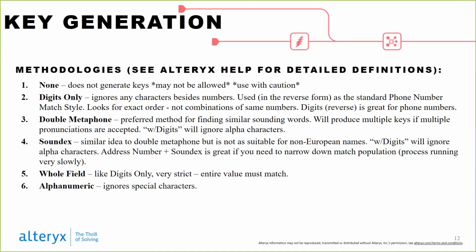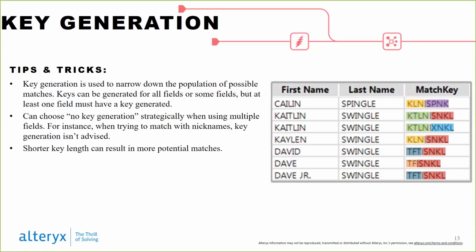And Soundex is a similar idea, but it is not as suitable for non-European names. Typically, I see Double Metaphone used a little bit more, but it's something you might want to play around with and see as a whole. And then the final options are the whole field, right? This one's a very strict setting, and I don't see it very much, but the entire value must match to each other. So the field is the key. And then second, alphanumeric, which just strips out any special characters along the way. Now, some of that can be circumnavigated, and we'll talk about that in a second.